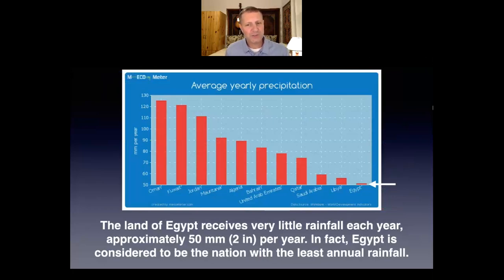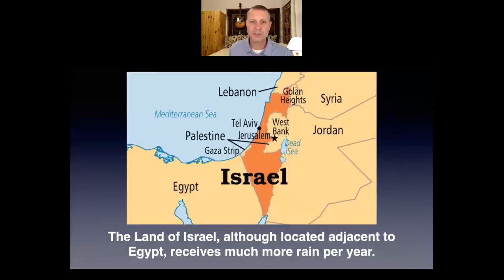The land of Egypt receives very little rainfall each year, approximately 50 millimeters or 2 inches per year. In fact, Egypt is considered to be the nation with the least annual rainfall in all of the world. You can see a diagram on the screen with this graph of several countries in North Africa and the Middle East, with Egypt receiving the lowest amount of yearly precipitation.